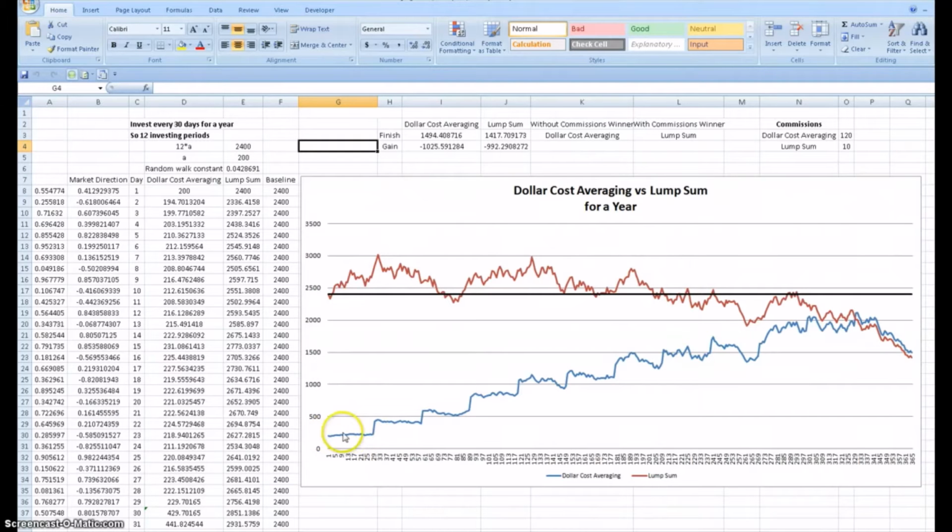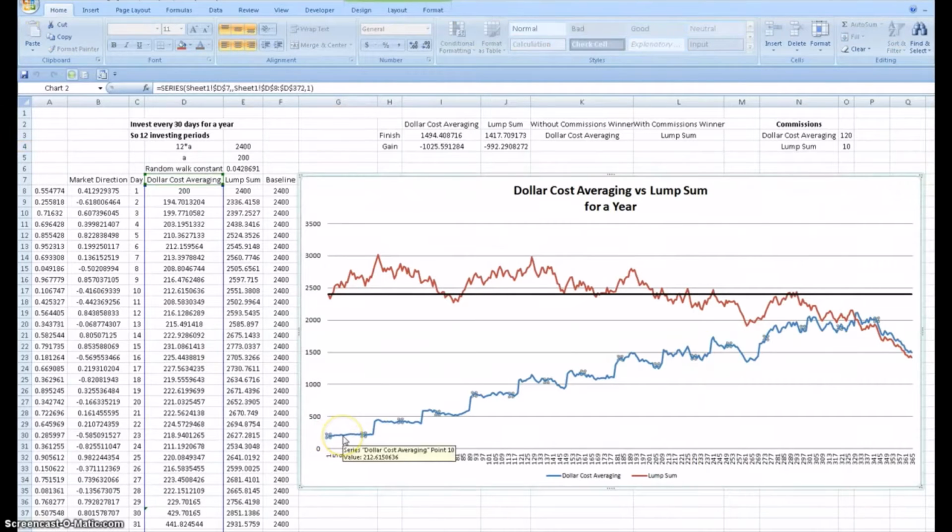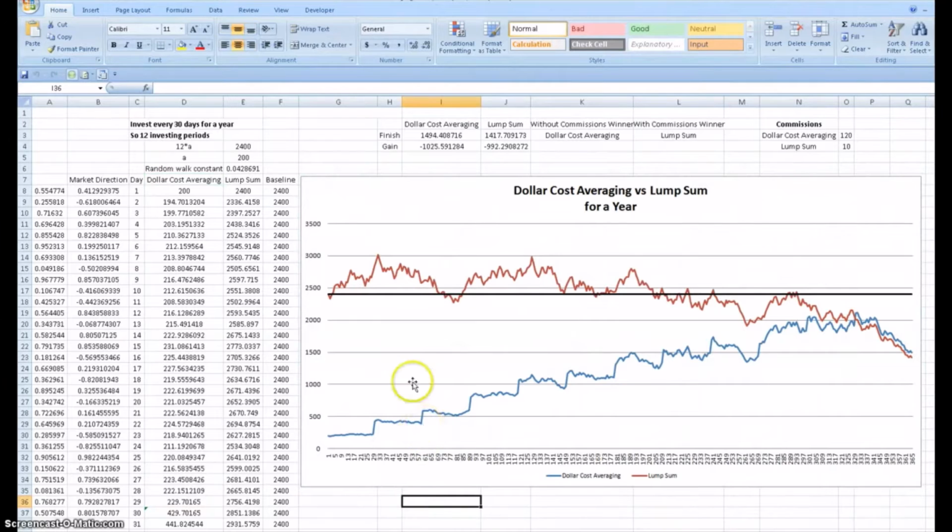This blue line here is dollar cost averaging. So first I put $200 in, and after a month I put another $200 in, and then another $200 in, and so forth. So at the end of the year, I have put in $2,400. Now it's important when you compare the blue to the red that you do it under the same market conditions.